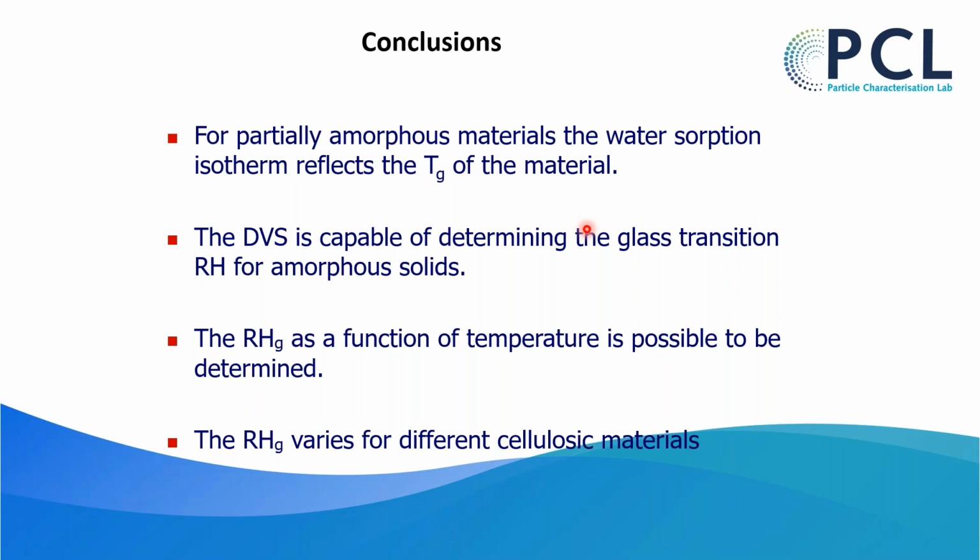We can see that the RHG varies for different cellulose materials and also varies with processing history. So if we do things to process our material, we can change the amorphous structures, and that is reflected in the isotherms and also reflected in our ramp rate experiments.